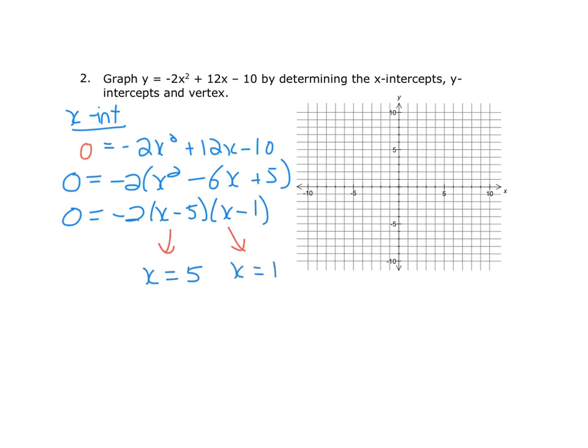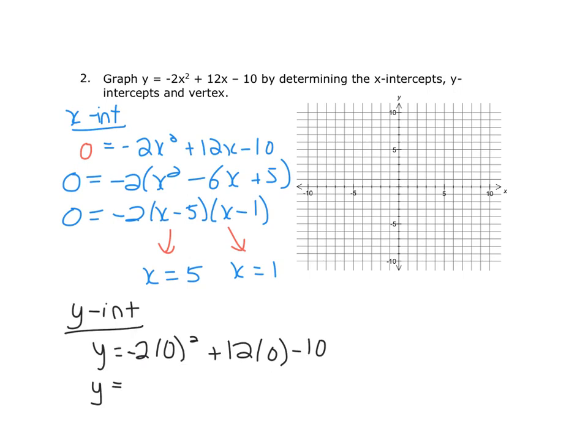So I just want to talk about this -2. This is my a value. It affects the opening and stretch and compression of my graph. If you were using the step method to graph this, that would be a very important number, but we are not using that method. But it is good to note that this is negative, so my parabola will open down. This -2 does not affect my x-intercepts, and that is basically because I could divide both sides by -2. 0 divided by -2 is still 0. So we factored it out, and we only take our two factors and set those two values equal to 0. So again, we have two x-intercepts.